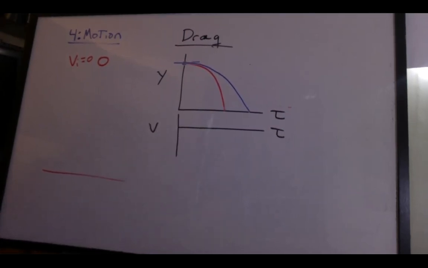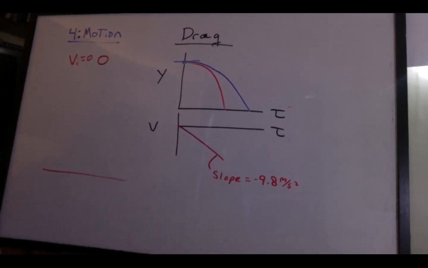What about the velocity versus time? Without air resistance, it's that diagonal starting from 0 velocity. That slope is negative 9.8 the whole way. But what about with air resistance?